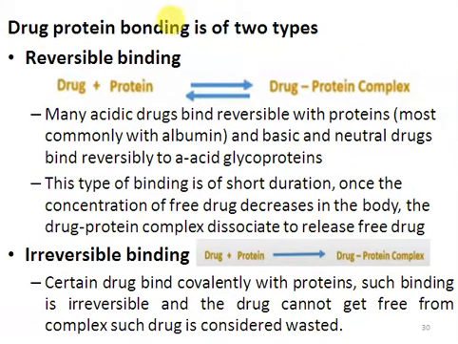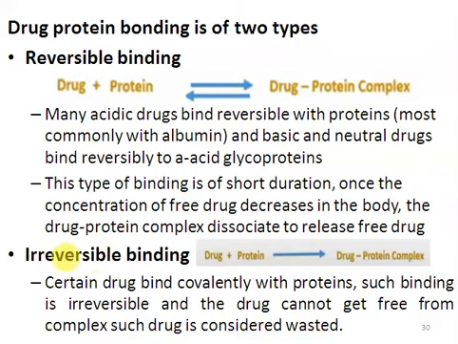This drug binding is of two types: reversible binding and irreversible binding. Most of the acidic drugs bind reversibly to the proteins, most commonly albumin, and the basic or neutral drugs most commonly bind with alpha acid glycoproteins. This binding is reversible and of short duration. Once the concentration of free drug in the body decreases, the equilibrium will move in the reverse direction and result in the formation of more free drug, right? This is an equilibrium process. So this is reversible binding.